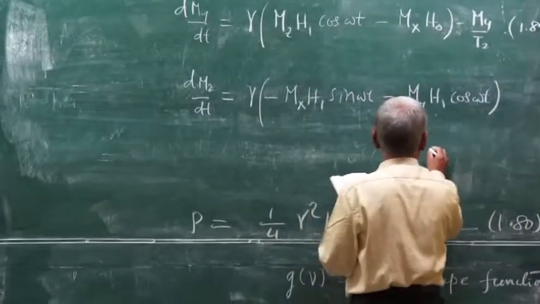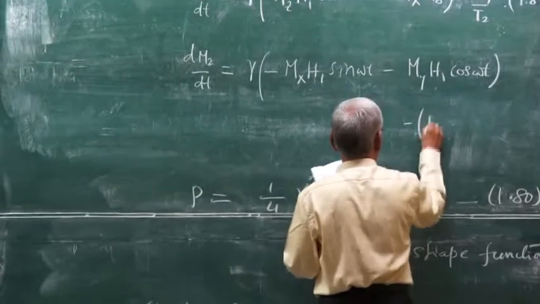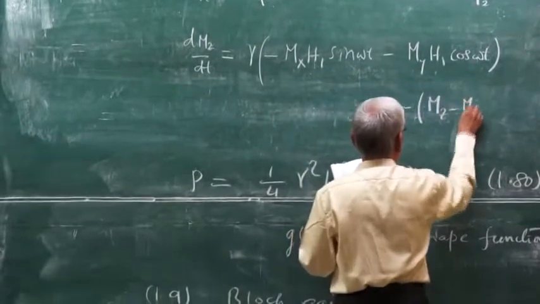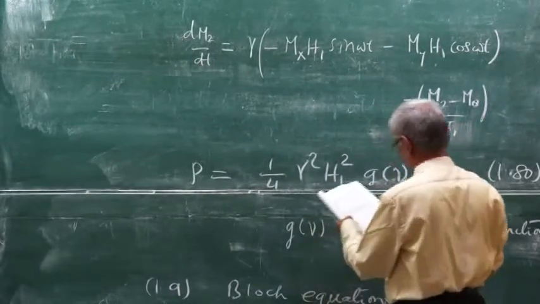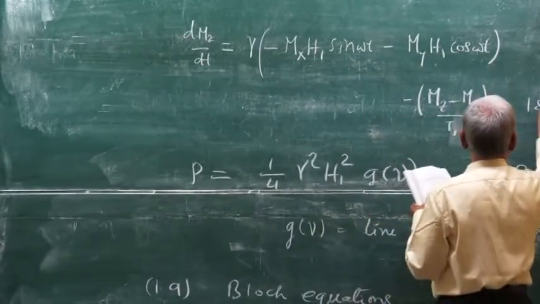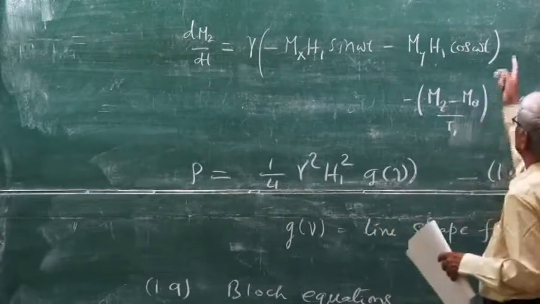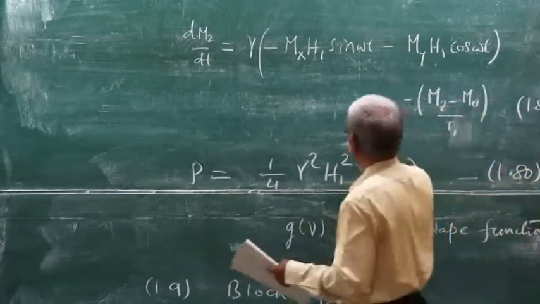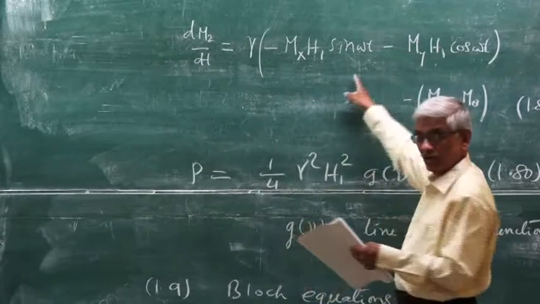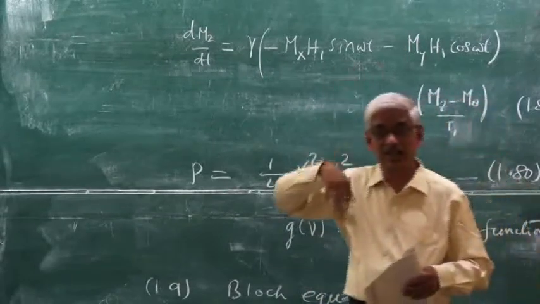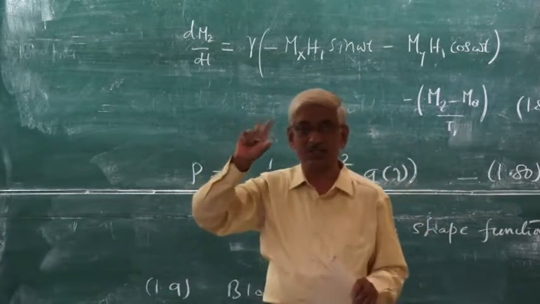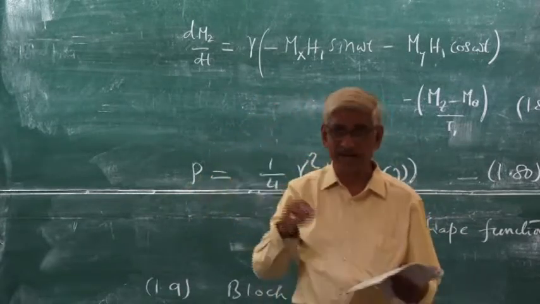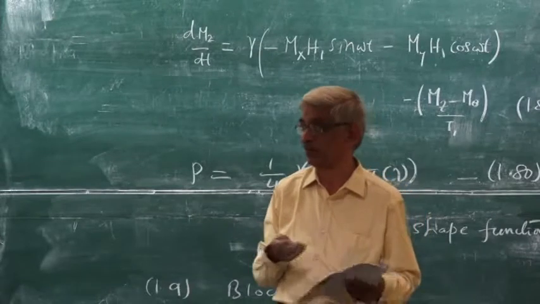And this will be, you have to add this term minus (Mz minus M naught) by T1. And this is 1.89. See, he introduced this, it is understandable. Of course, this we have gone through. Right? The Z magnetization is dependent on the spin lattice relaxation time because it changes the populations. The populations are brought back by spin lattice relaxation time.